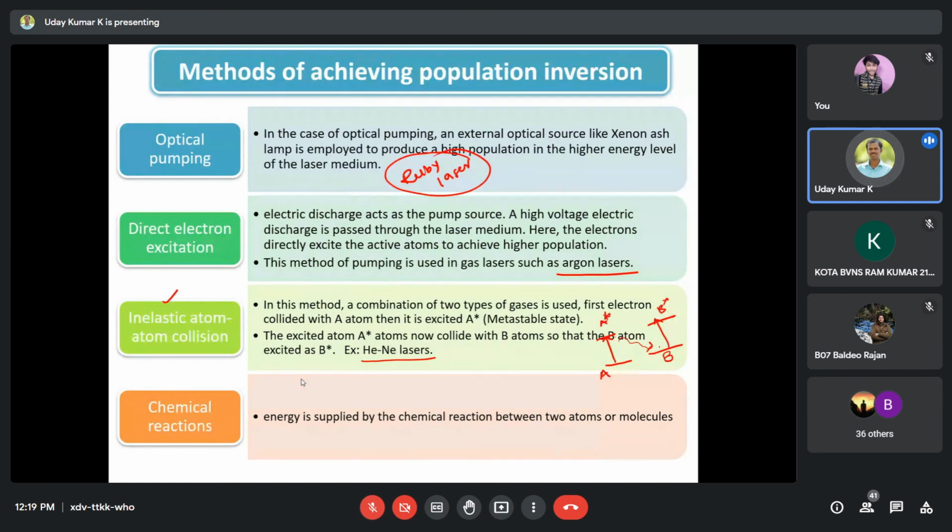So basically here, in general, exothermic reactions are used. You use two chemicals, and when you mix these two chemicals, an exothermic reaction will take place, therefore energy will be released. That energy will be used in the pumping process. That's how you use this chemical reaction. So these are the four different methods people use. Is this clear? Methods of achieving population inversion, or pumping process. These are called pumping methods. Is this clear?